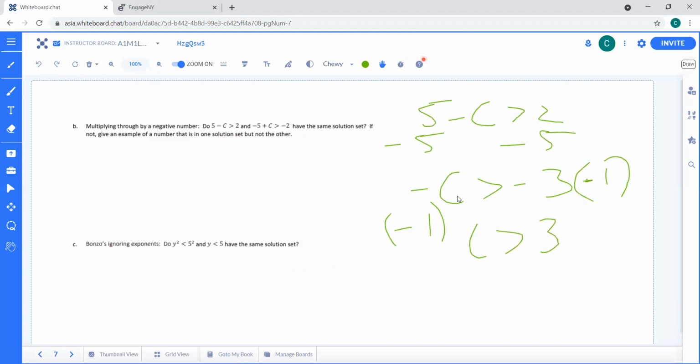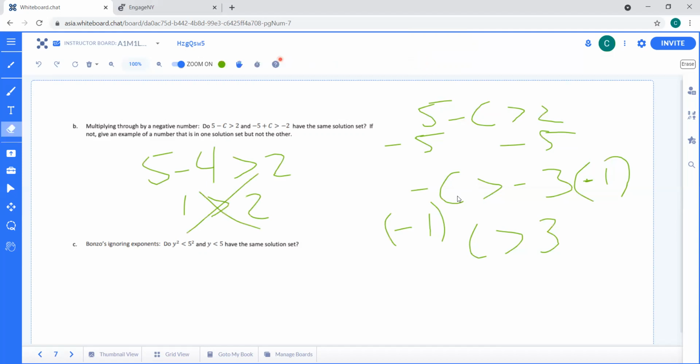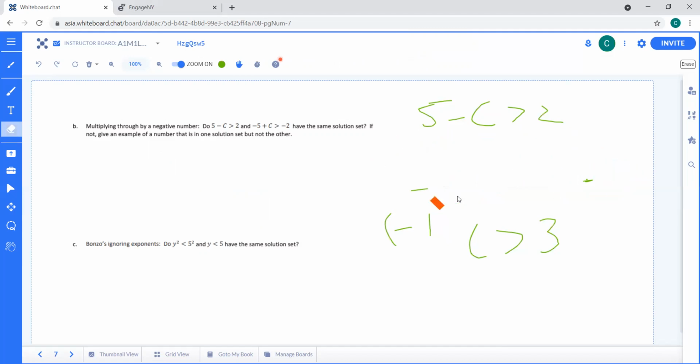Well, is that a true statement? Well, let's plug it in. 5 minus, it's got to be greater than 3, so let's go with 4. 5 minus 4 is 1. Is that greater than 2? That's not true. So what happens when we multiply through by a negative? This is the tricky one. Whenever you multiply or divide by a negative.